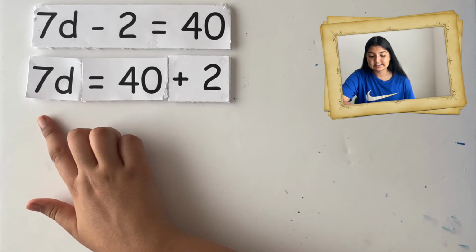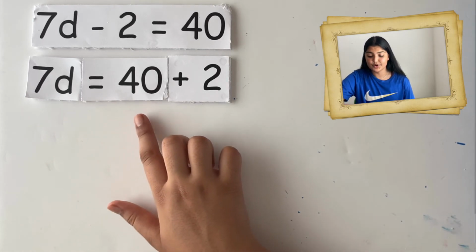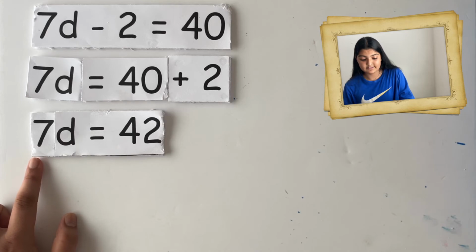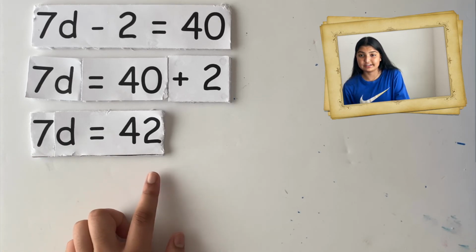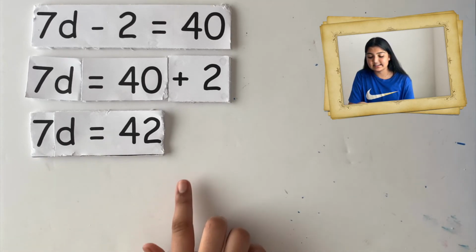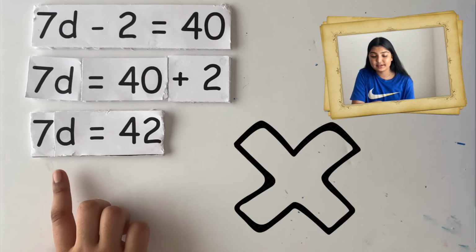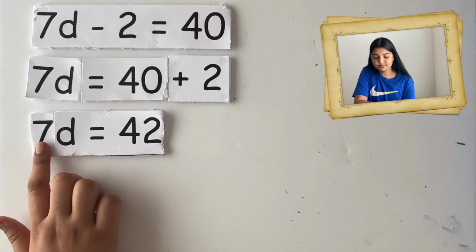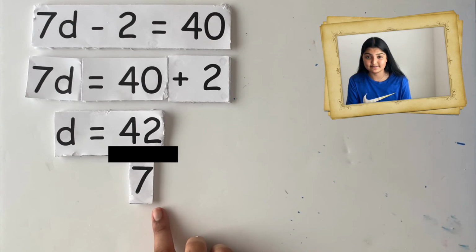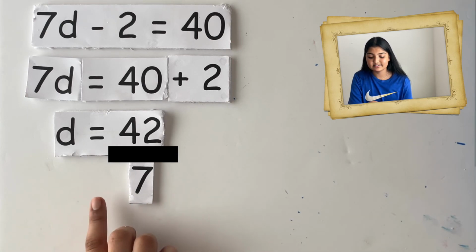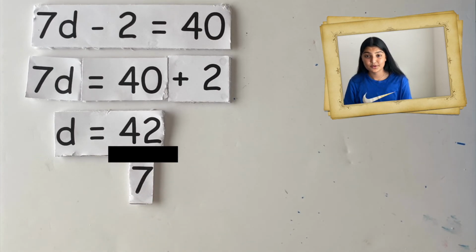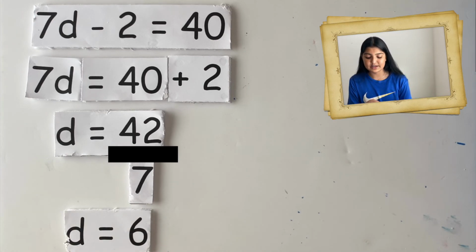So 7d is equal to 40 plus 2, or 7d is equal to 42. Now, let's take this 7 to the other side of the equation. Here it's multiplying into d. So on this side, it will be divided. d is equal to 42 divided by 7, or d is equal to 6.